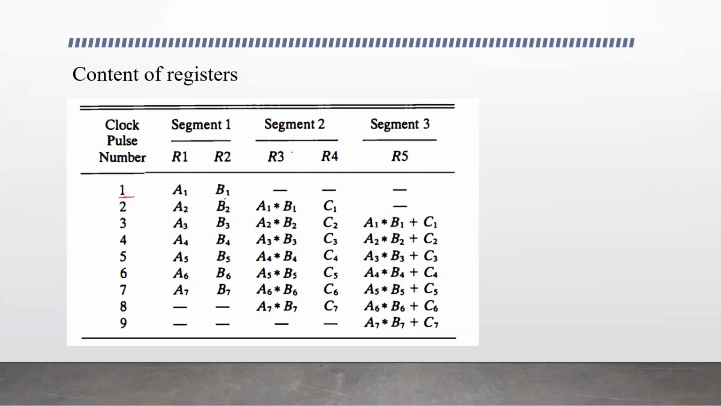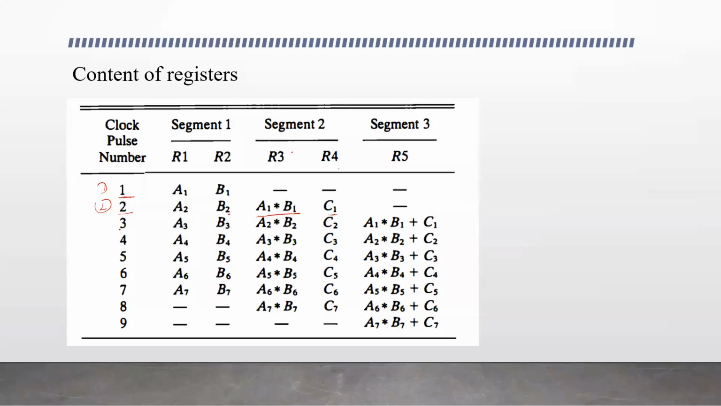And what is the next operation? Multiplying these two. In the second clock cycle, the second operation is multiplying A1 into B1 and also transferring C1 to R4. But when parallel processing is implemented, at the same time during the second clock cycle, A2 and B2 are transferred, because A1 and B1 that were in R1 and R2 are multiplied and transferred to another register. So at the same time, A2 and B2 are transferred to R1 and R2.